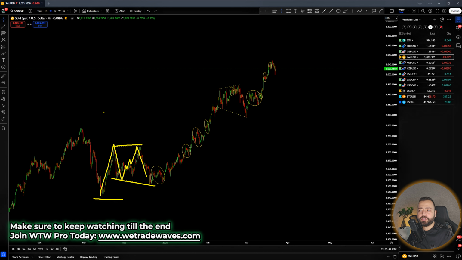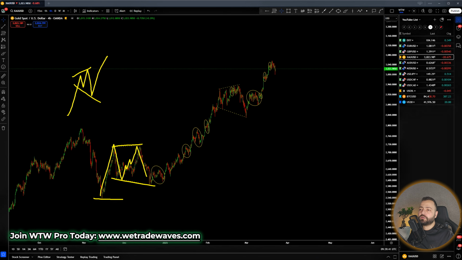I'll draw the pattern for you, and I'll show you more than one example of how this market makers' framework works, and how they take people out before they move the market in the desired direction. So remember this pattern: up, drop, and then up. This sort of pattern is called expanding flat.